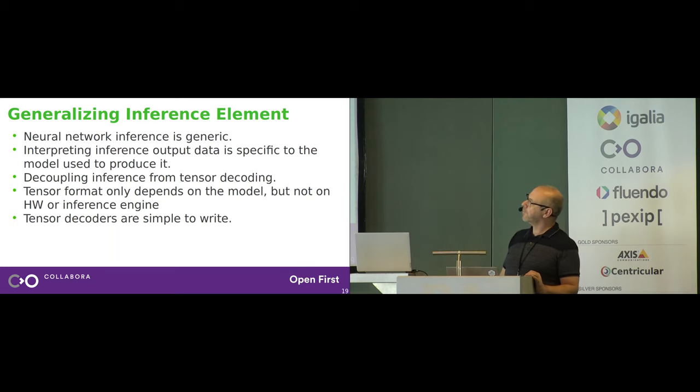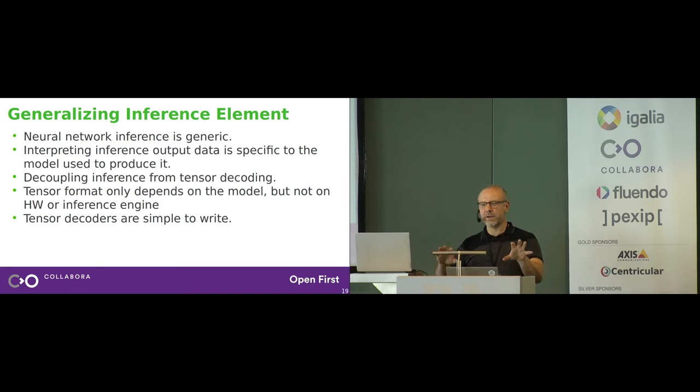What we already had was an ONNX element, but it was specific to object detection, and so we split it in two, because there is one part of it that is already very generic and the other part that is not. Generally the output of the inference is a tensor that is basically all your metadata, but encoded in a format that is specific to the model. By decoupling it, you end up having a reusable inference element, and you have to implement tensor decoders that are specific to a model, but they're much easier to implement.